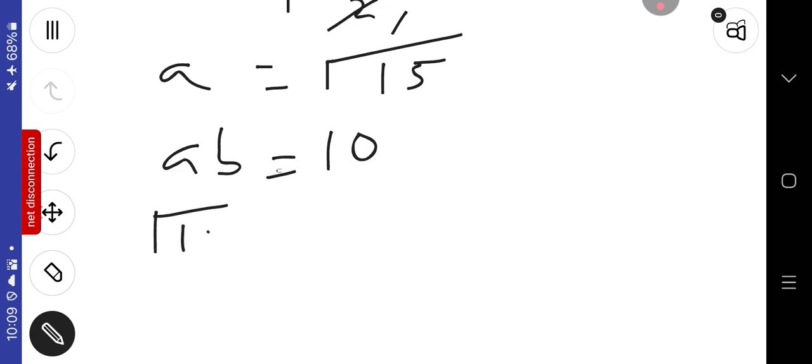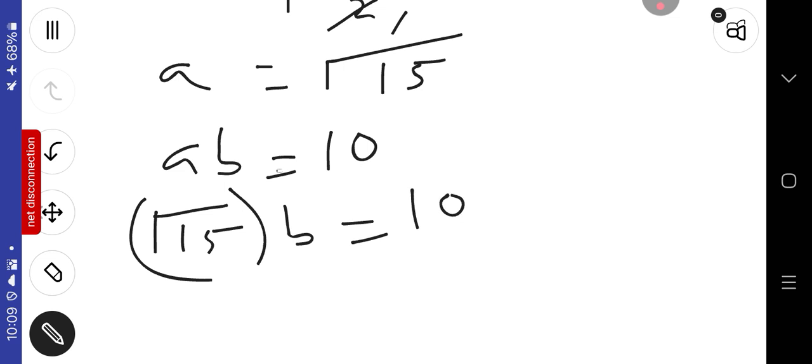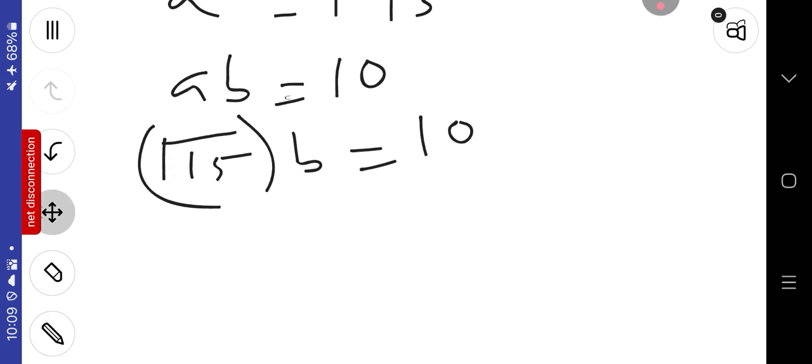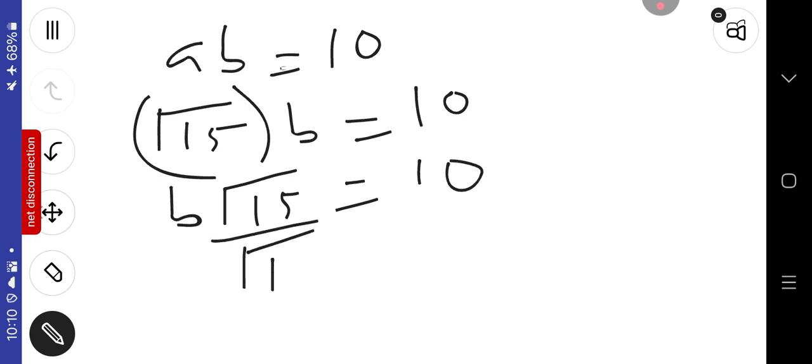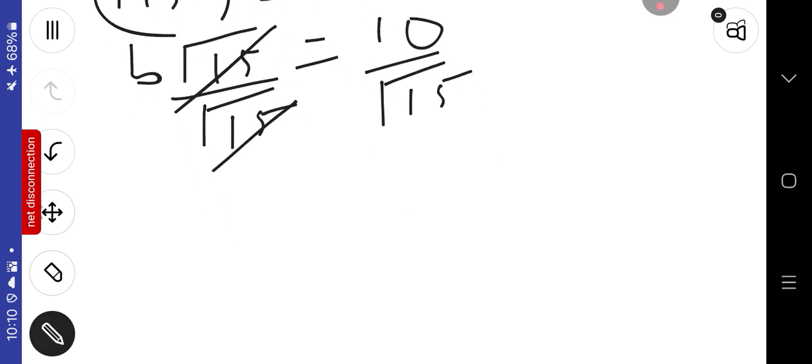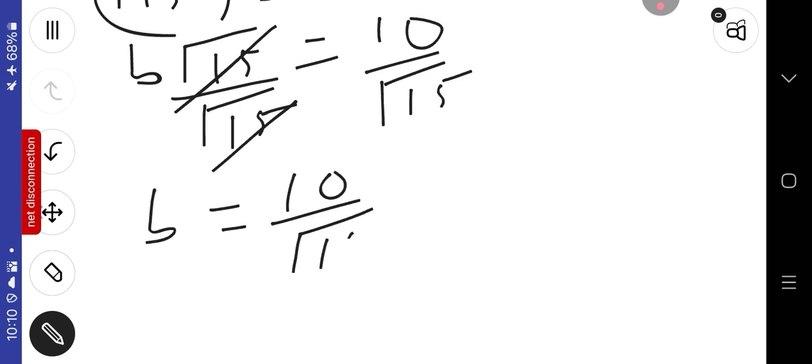Square root of 15 multiplying B is equal to 10. So this will give us B multiplying the square root of 15 is equal to 10. To find B, we divide here by root 15, here by root 15. So this will cancel this. So you're going to have B is equal to 10 over root 15.